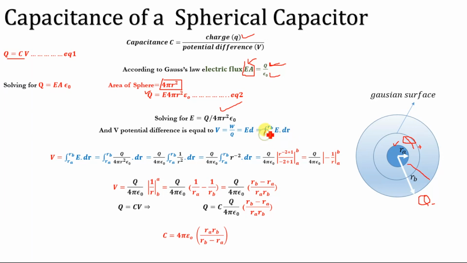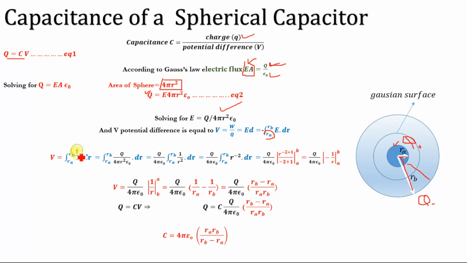Now this integration is from Ra, the internal radius, to the external radius, that is Rb. So integration will be from Ra to Rb. If we take the integration from Rb to Ra, then we will have a minus sign. To avoid this minus sign, we will use the integration from Ra to Rb. Now we know that the potential difference V is equal to the integral from Ra to Rb of E dot dr.